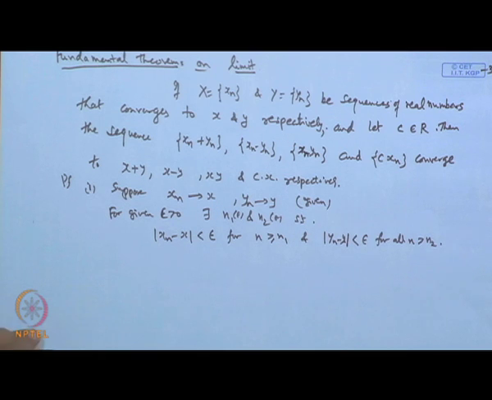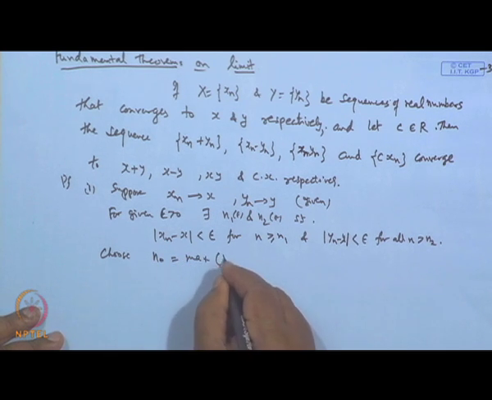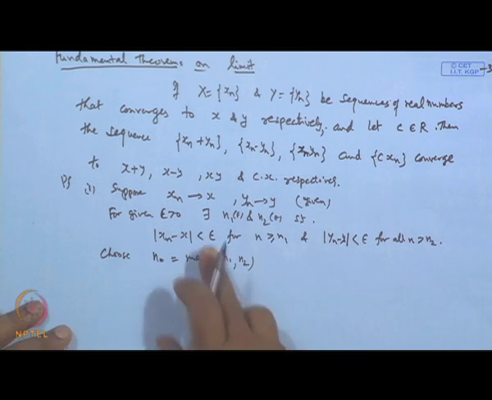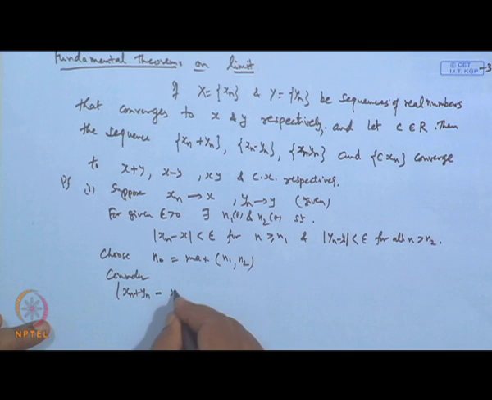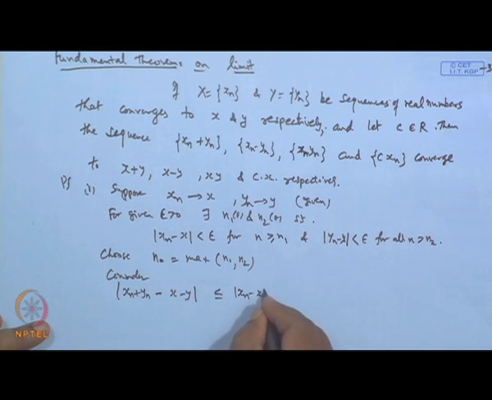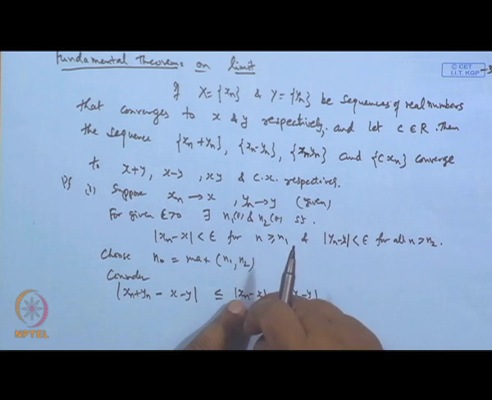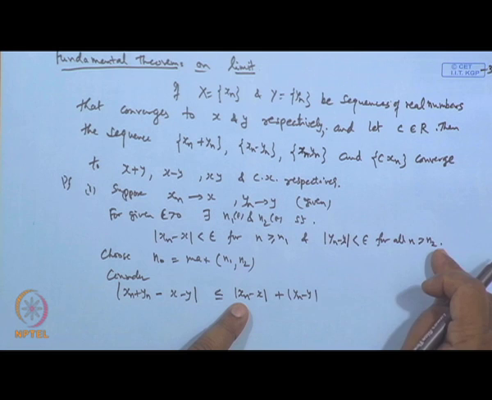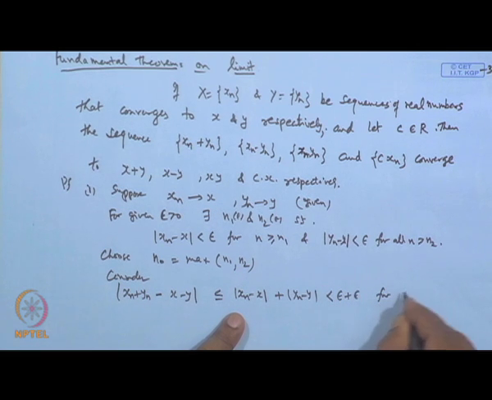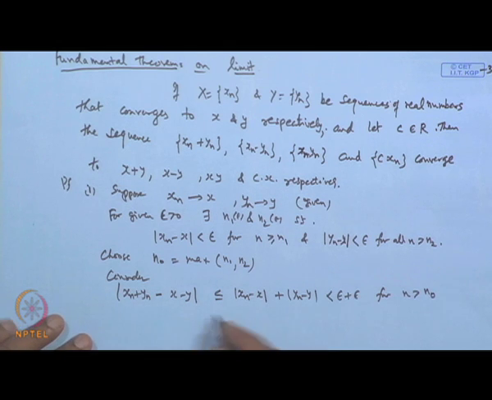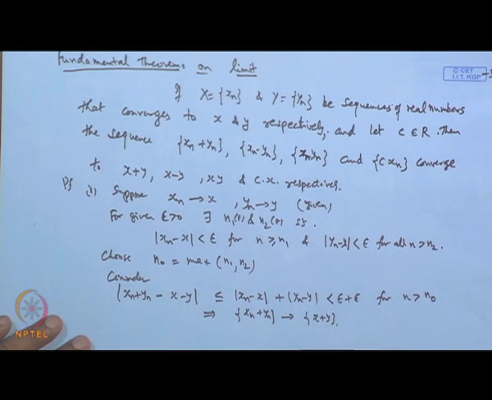Now, choose n naught, which is the maximum of n 1 and n 2. So, consider mod of x n plus y n minus x minus y. Now, this is less than or equal to mod of x n minus x plus mod of y n minus y. When n is sufficiently large, greater than n 1, this part is less than epsilon r. When n is sufficiently large from n 2, this part is less than epsilon r. So, when you choose n greater than n naught, this is less than epsilon r plus epsilon r for all n greater than n naught. Therefore, the sequence x n plus y n will converge to x plus y, and that proves the result.